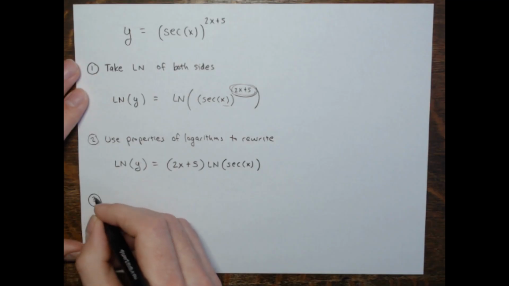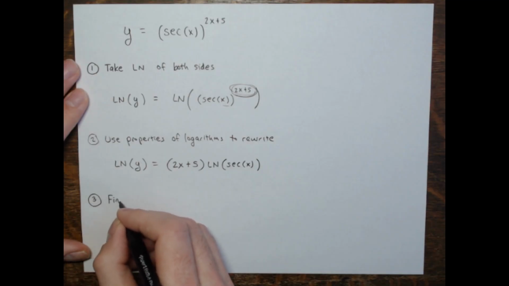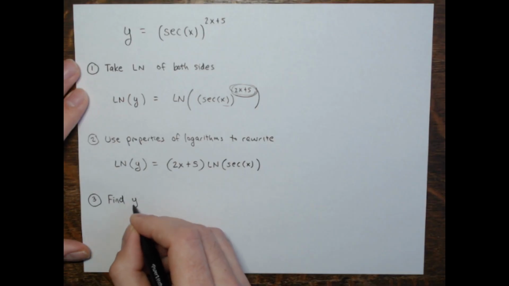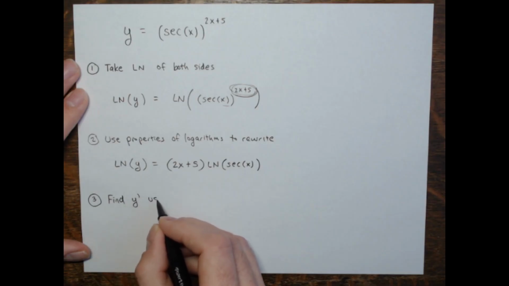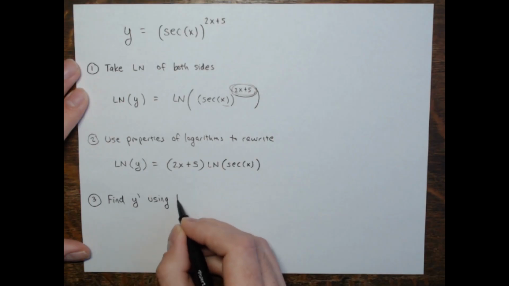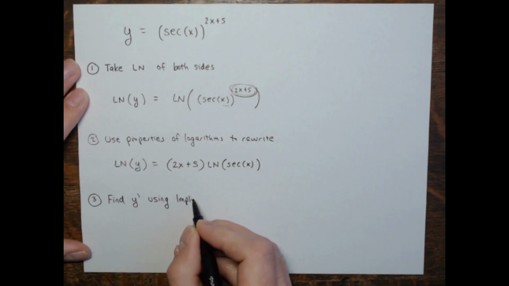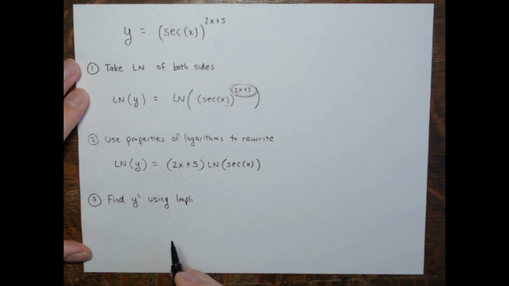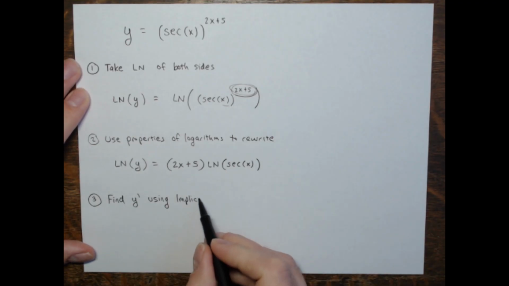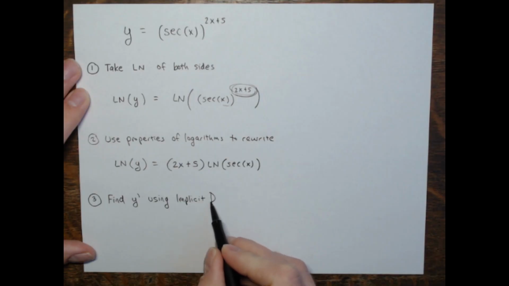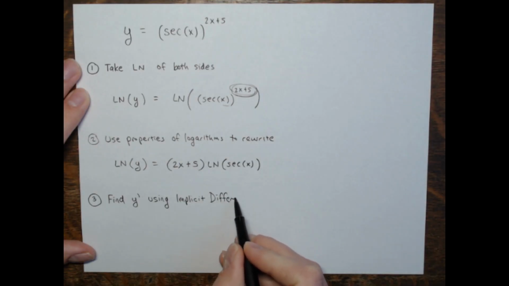And then we're going to find y prime using implicit differentiation. I did something similar to this earlier when I was finding the derivative of the exponential functions with base e. Well, this will be a little more involved. But using implicit differentiation.